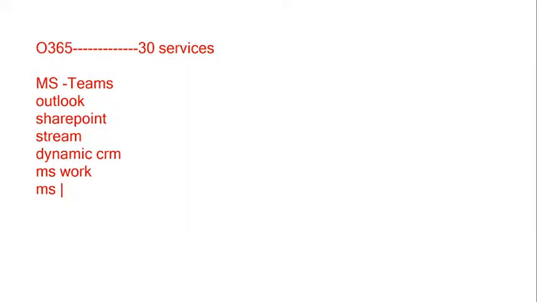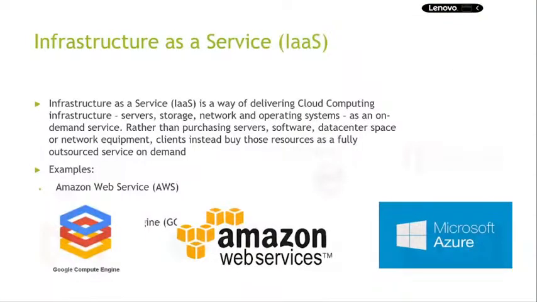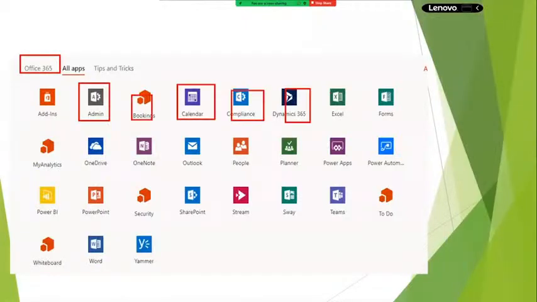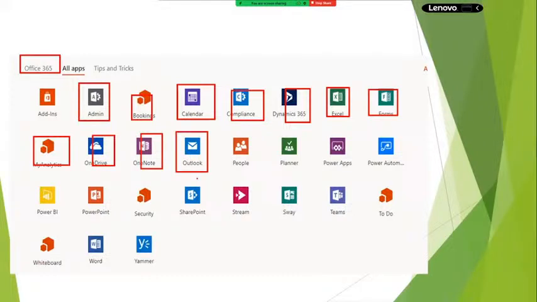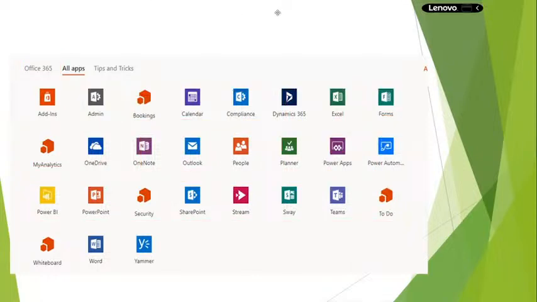Okay, yeah, this is what Software as a Service is. See guys, these are the components provided by Office 365: Admin, Bookings, Calendar, Compliance, Dynamics, Excel, Forms, Analytics, OneDrive, OneNote, Outlook, People, Planner, Power Apps, Power Automate, Power BI. All these things are managed by Microsoft. You need not worry about managing these things. This is about Software as a Service.